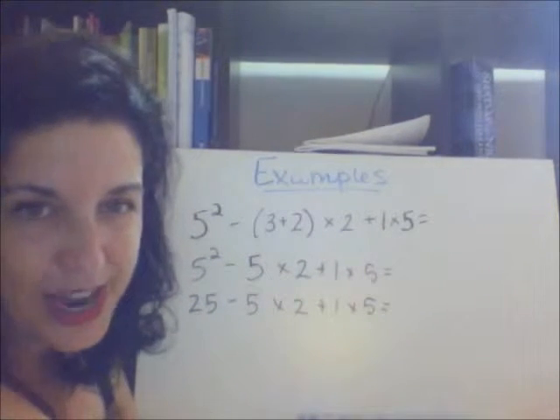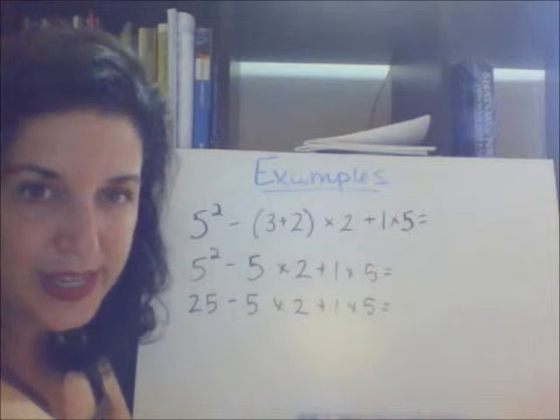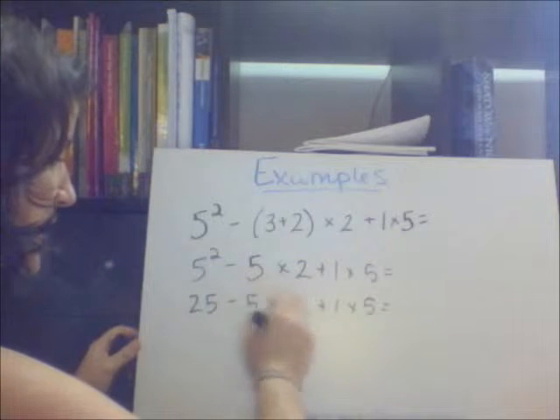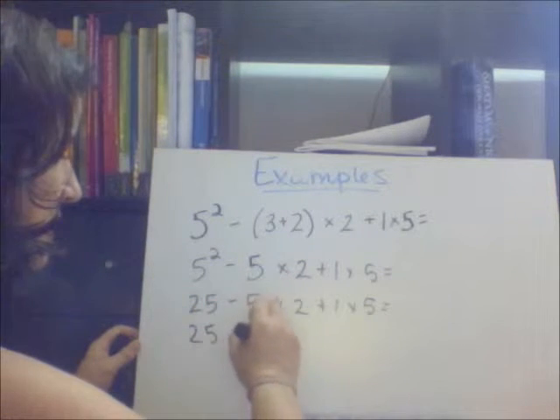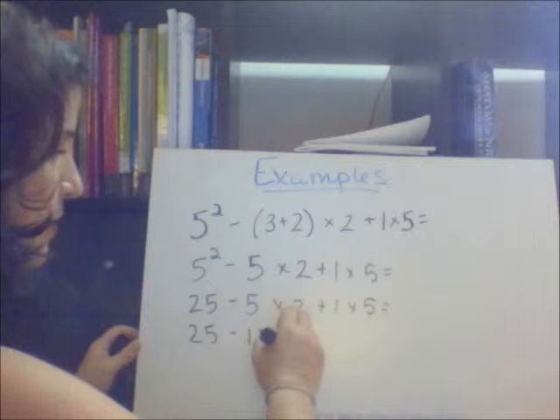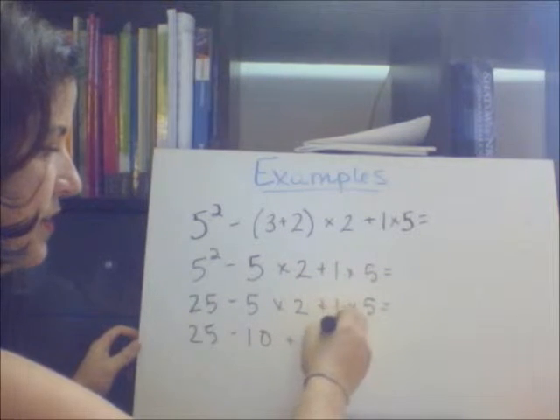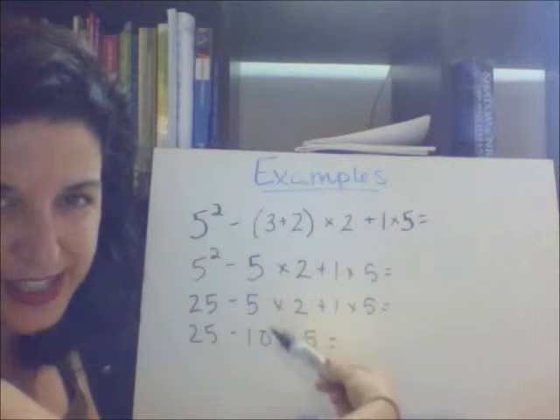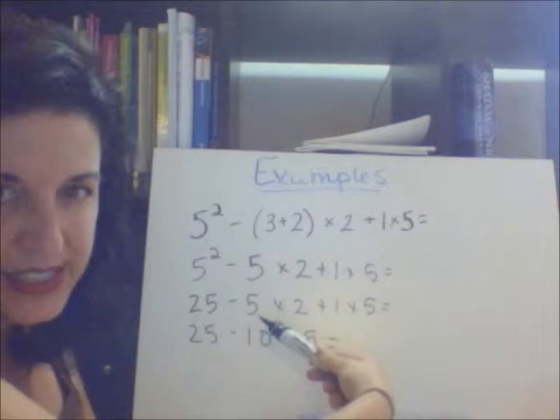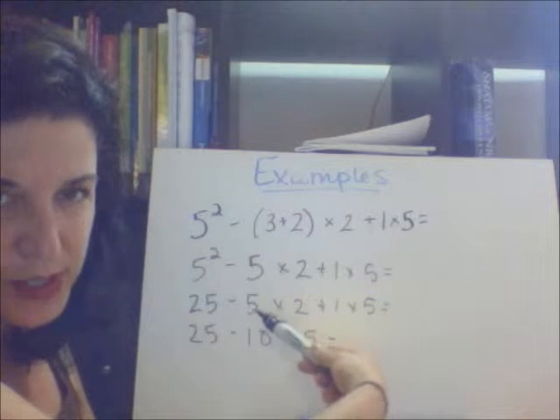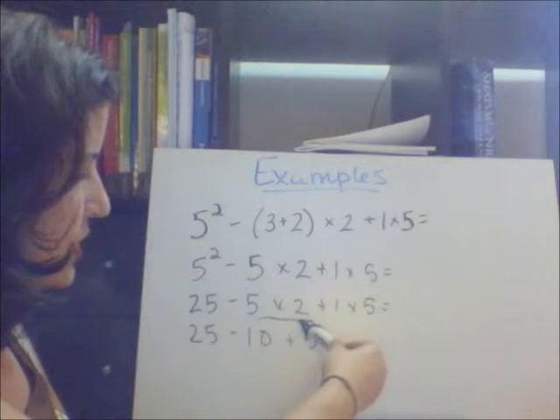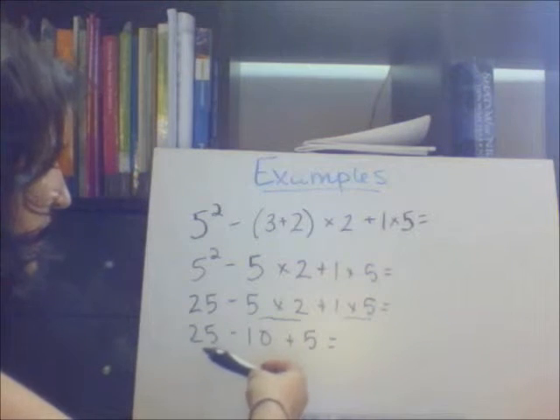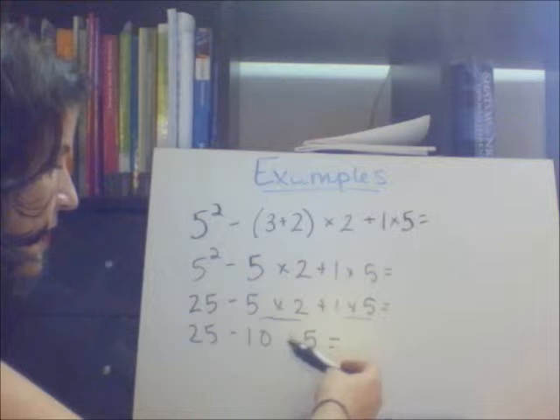Next in our acronym is M for multiplication, so we do those next. 5 times 2 is 10, and 1 times 5 is 5. So that's 25 minus 10 plus 5. See how that would have been different if I subtracted first? You've got to be really careful with that. It's tempting to take that 5 away from the 20, but we have to do our multiplication first. Now we've got 25 minus 10 plus 5.